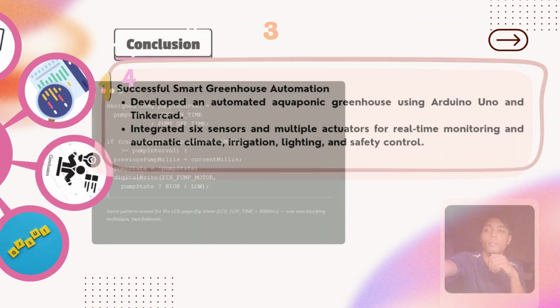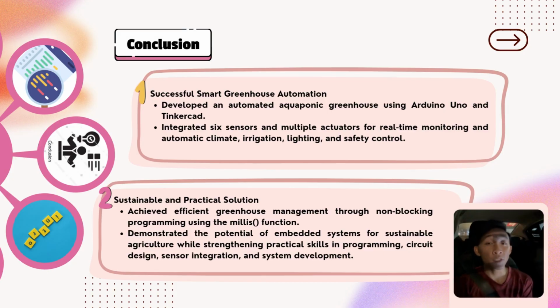That's all from me. To conclude, our project successfully demonstrated the feasibility of developing a smart vertical farm aquaponic greenhouse using Arduino Uno and Tinkercad. By integrating 6 sensors and multiple actuators, the system was able to monitor environmental conditions in real time and automatically control irrigation, lighting, temperature and safety features. Overall, this project achieved its objectives by providing an efficient and sustainable greenhouse monitoring system. It also gave us valuable hands-on experience in programming, circuit design, sensor integration and embedded system development, while highlighting the importance of automation in modern agriculture.